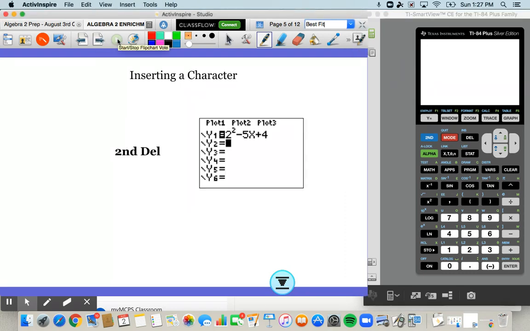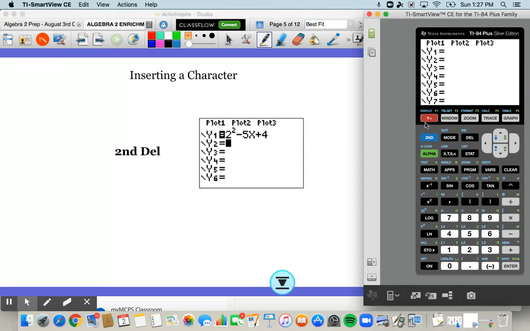Okay, inserting a character. I really like this one. So let's say I put an equation in here, like I put something here, right? Oh crap, I missed the x. It should say 2x squared. And let's say I realize that, so I'll type in exactly what I have. I type 2 squared minus 5x plus 4.